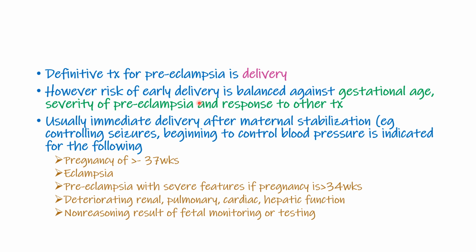However, the risk of early delivery is balanced against the gestational age, the severity of preeclampsia, and response to other treatment. So for example, if the baby is less than 34 weeks, then you are hesitant on when to deliver or not. If the preeclampsia is more severe, then you are prone to deliver earlier compared to preeclampsia without severe features. And then response to treatment.